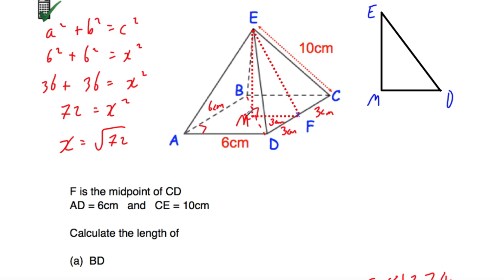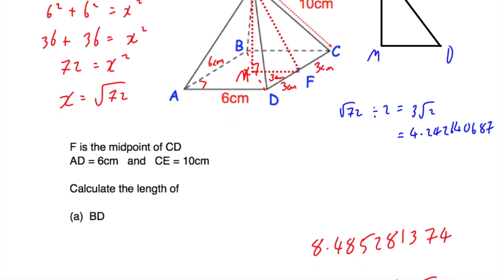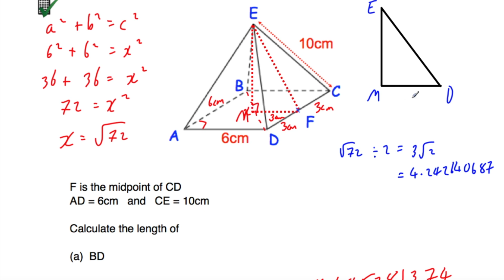Okay, now we know from M to D would be half of B to D. So I'm going to take the answer BD and I'm going to divide it by 2. So BD is equal to root 72. I'm just going to divide that by 2, and that's equal to 3 root 2. Or as a decimal number, 4.242640687. So that's half of our answer to part A. Okay, so that is the length of MD. So I'm just going to write that there, 4.2426 and so on, or 3 root 2, depending on which version you want to use.